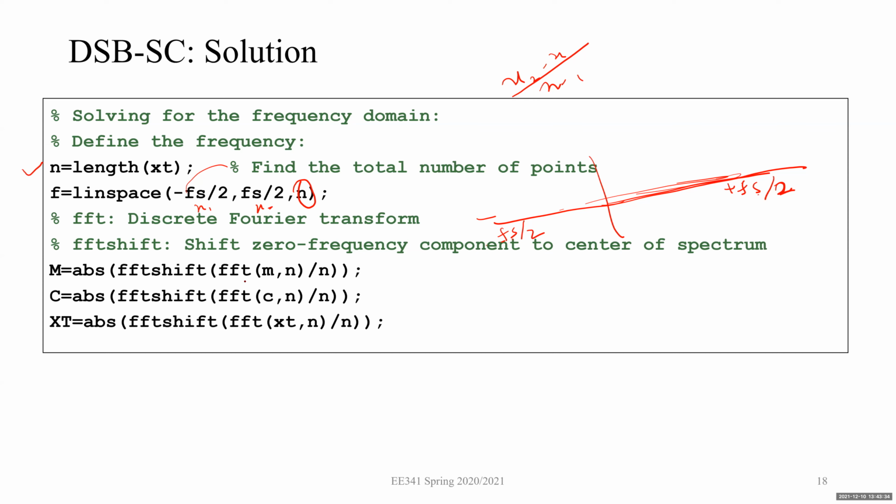Then the absolute value of FFT shift of FFT of M. This is my message signal. This is my carrier signal. This is my transmitted signal. So first it will give me the Fourier transform, then it will shift it across 0, and then it will give me the absolute value.